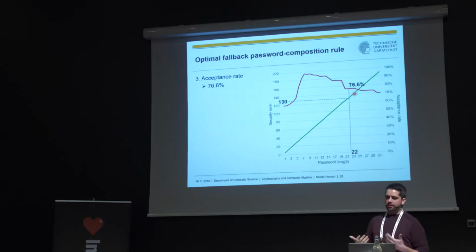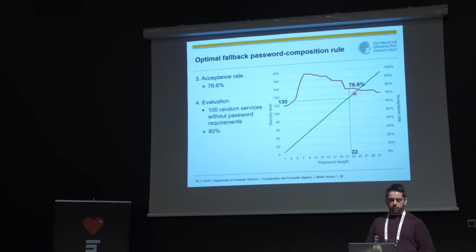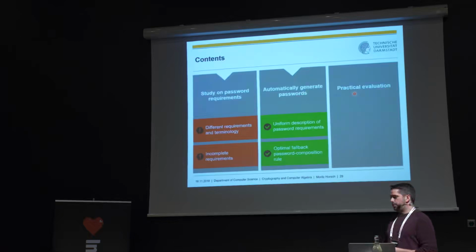In the fourth step, I evaluated my assumption from the beginning that the services that don't state requirements on their website nearly have the same requirements as the services that provide the requirements on the website. I did this by simply creating a password with letters and numbers and 22 characters and tested it on 100 random services that don't provide any requirements on the website. And it turns out that even 80% of these websites accept such a password. So this is even a little bit better than the estimated 76.6%. So much for my solution to cope with this problem. Let's come to the third part, the practical evaluation.